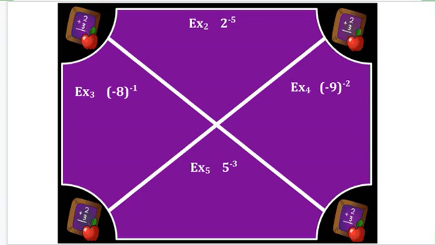All right, so now let's do some examples. On your paper, I want you to copy down example 2, 3, 4, then 5. Once you're finished, press play and let's go over these.